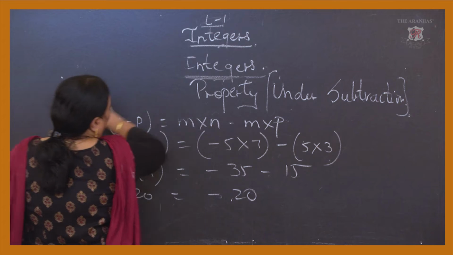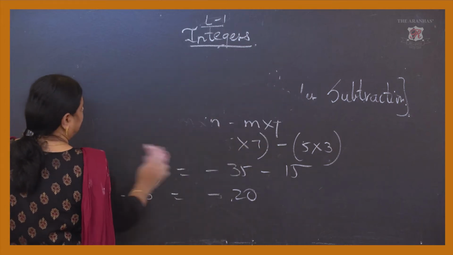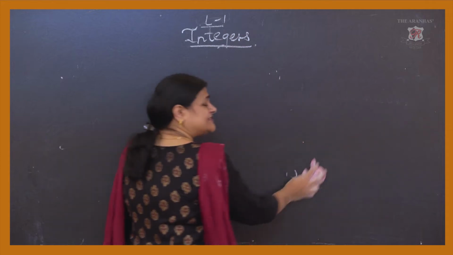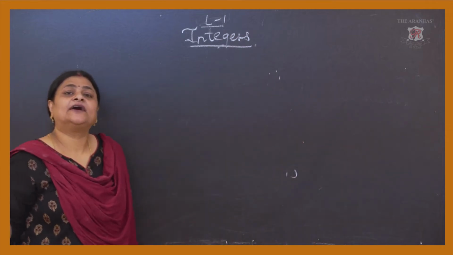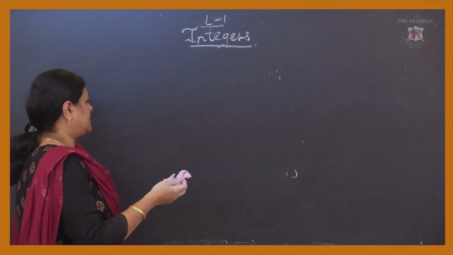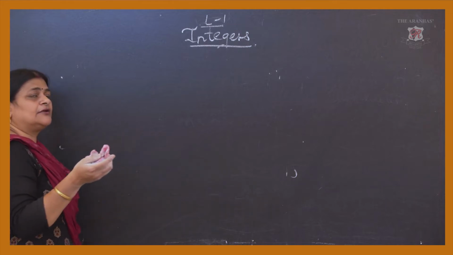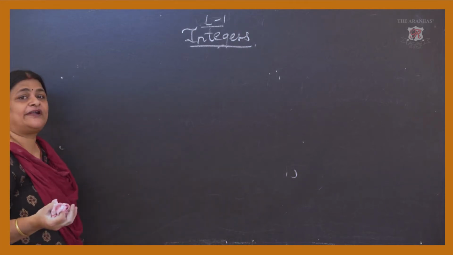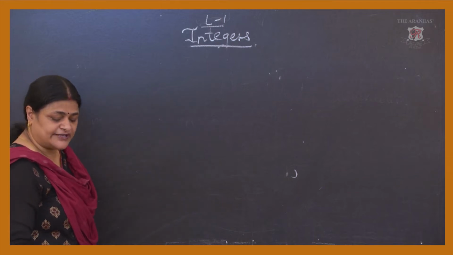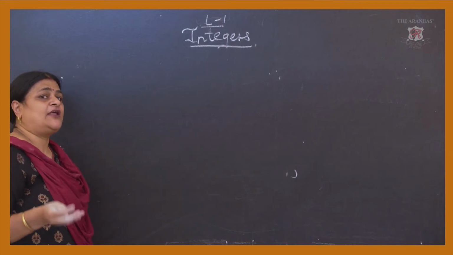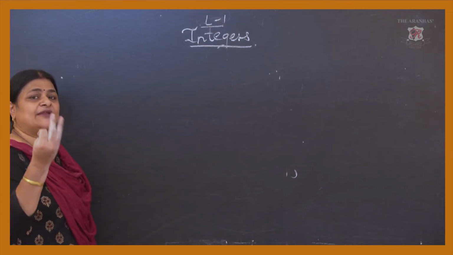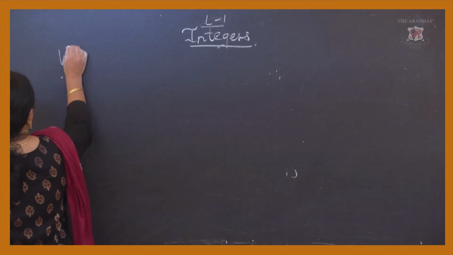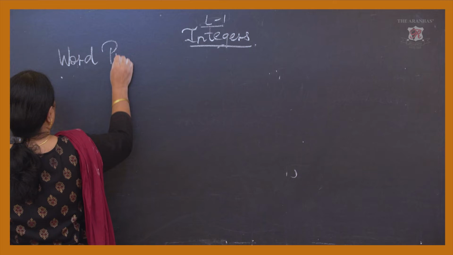Now we have done all the properties of the integers under what? Closure property, commutative property, and then your distributive property and your associative property. So under each we have done what? Addition, subtraction, multiplication and division. Now we will come to the board problems.